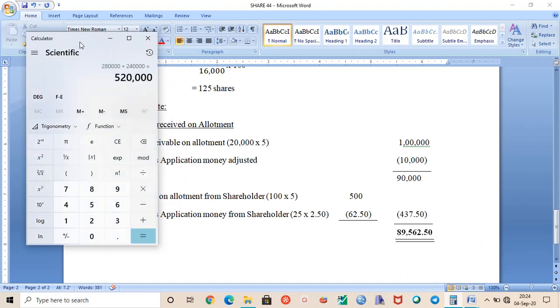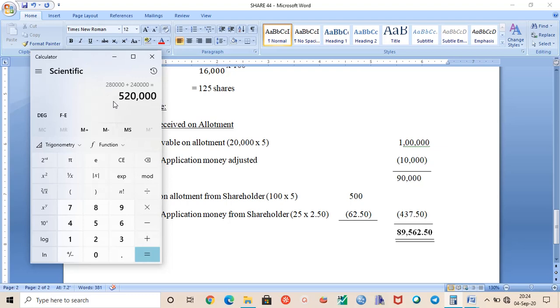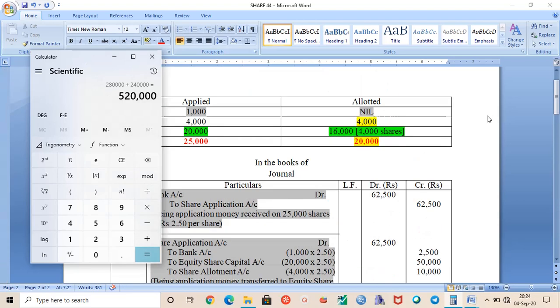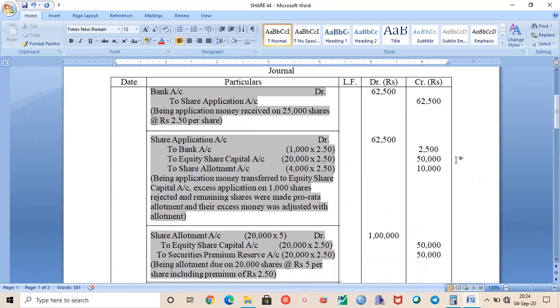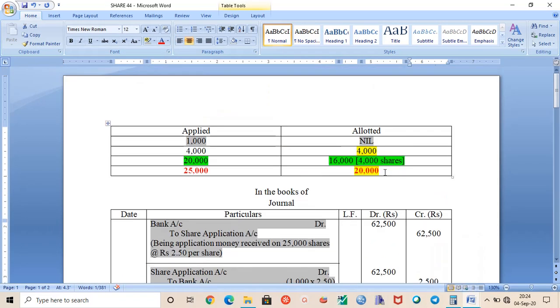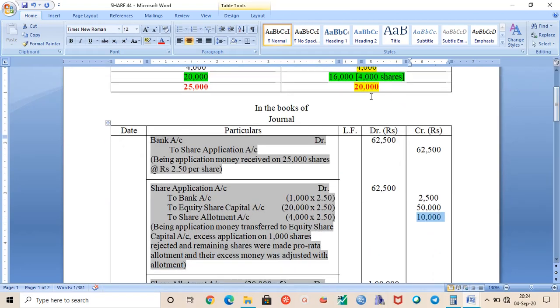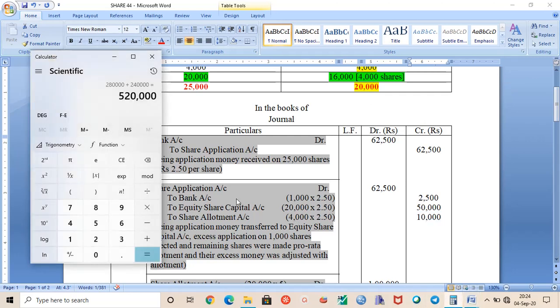So what is the application money extra that you have received? Excess application money that you have received? 10,000. You can see here. So the number of shares actually allotted is 20,000, right? So 10,000 is the excess application money, and 20,000 is the number of shares actually allotted. Now let me show you here. So 10,000 divided by 20,000, how much is the answer? 0.5. So per share there should be an adjustment of 0.5 rupees.